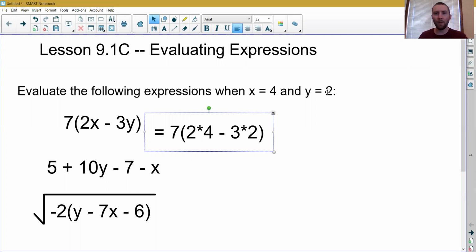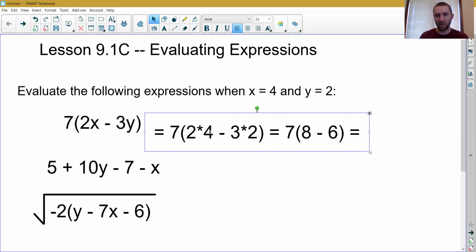Now this is simply a question of the order of operations. What should we be doing first? The order of operations starts with grouping symbols, so we'll start in the parentheses. Inside the parentheses, I see two multiplication signs and one subtraction sign. Do I do the multiplication first or the subtraction first? According to the order of operations, I do the multiplication first. So 2 multiplied by 4 is 8. It's still 7 times, and in my parentheses it becomes 8 minus 3 times 2, which is 6.